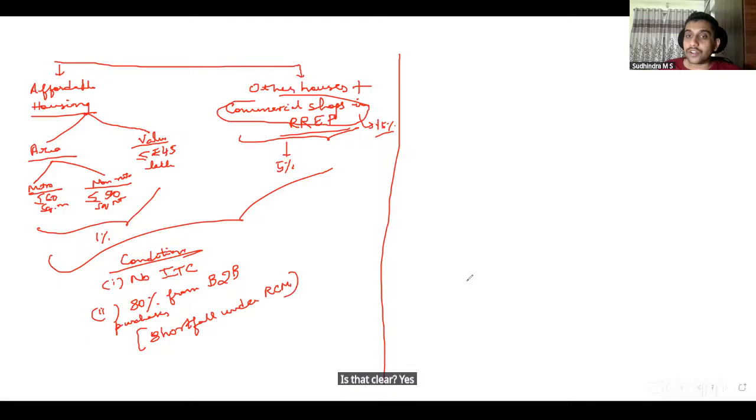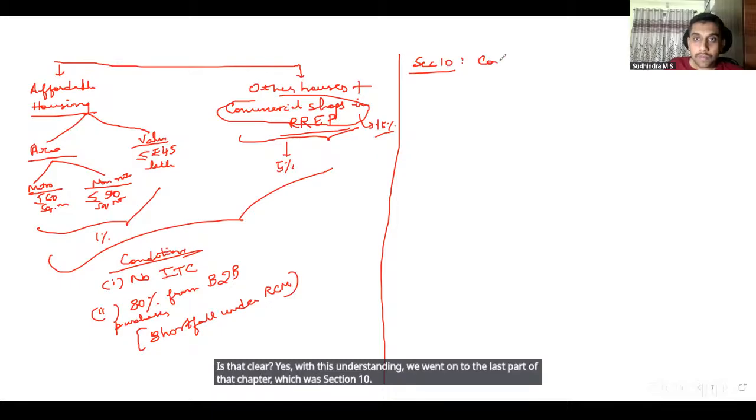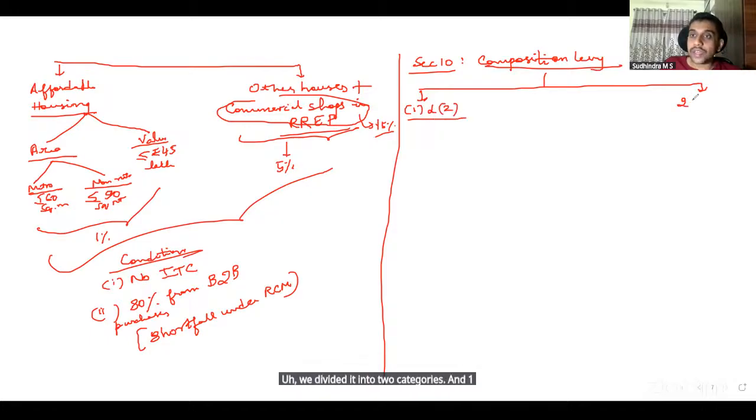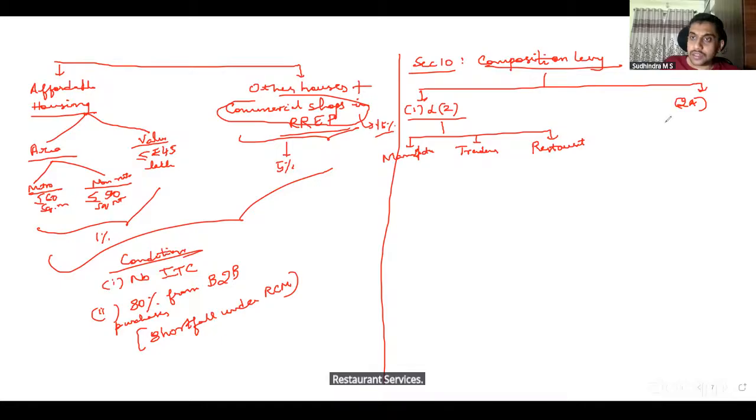With this understanding, we went on to the last part of that chapter, which was section 10, the composition levy. We divided it into two categories: 10(1) and 10(2), and 10(2)A. 10(1) and 10(2) talk about three things: manufacturers of goods, traders in goods, and restaurant services. This is other than 10(1) and 10(2): basically, other services.